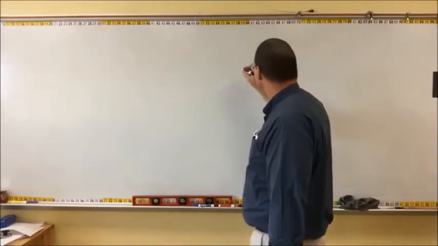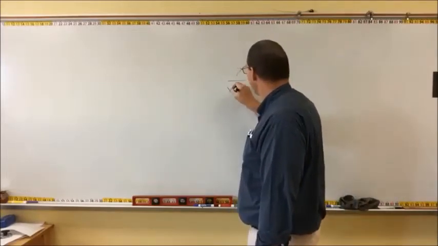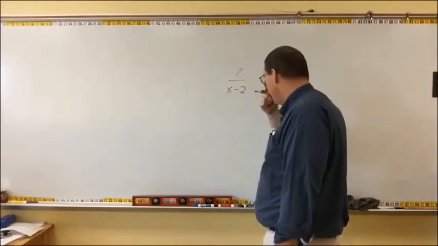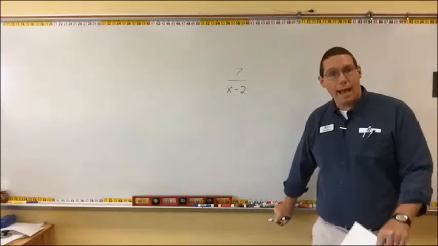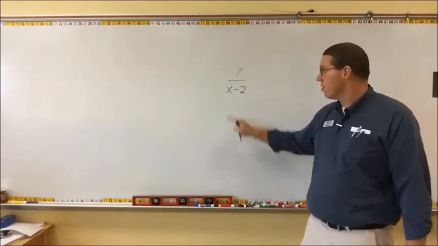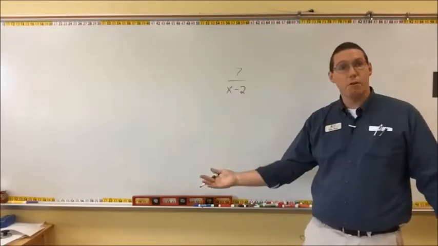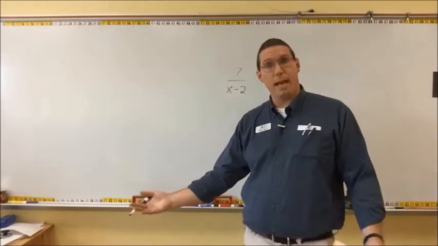So now, let's do one more example of that. What if we had 7 over x minus 2? Now in this case, x can equal 0, because 0 minus 2 is negative 2, and it's okay for the denominator to be negative 2.